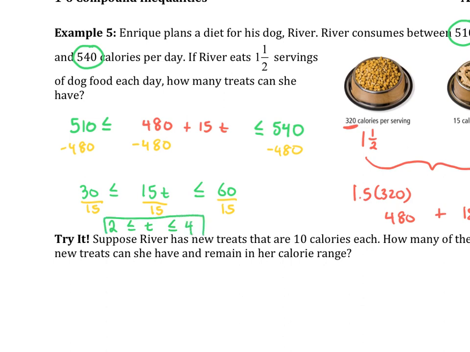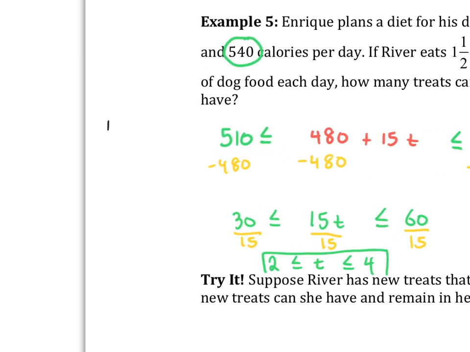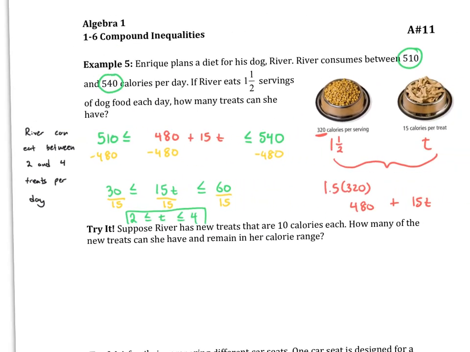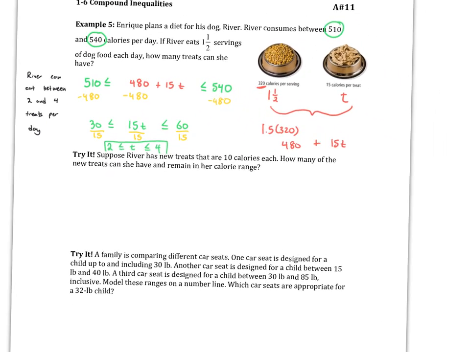So practically speaking, River can eat between 2 and 4 treats per day. Now, notice this doesn't have to be a whole number, because you could take that treat and split it in half. So you could give River 2.5 treats or 3.5 treats or some other ground up number. All right, now it's your turn to work through these two trials right here. Good luck and Godspeed to you.